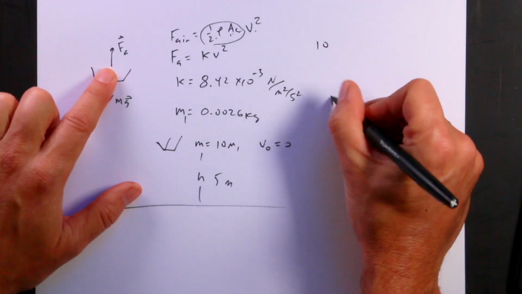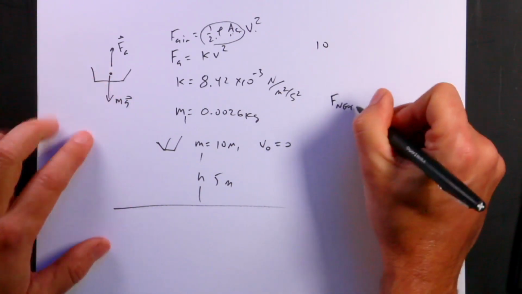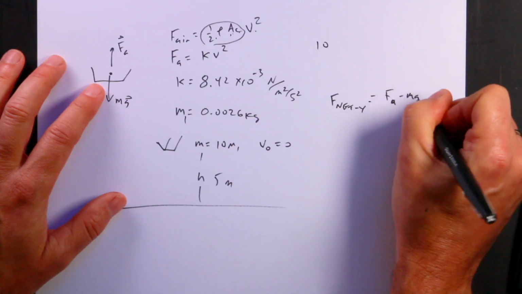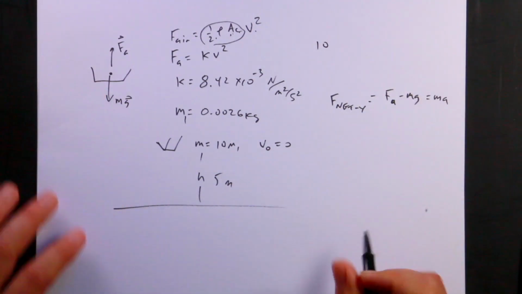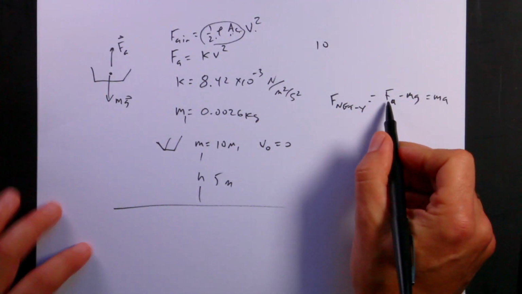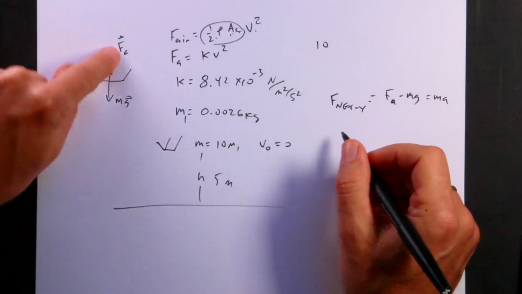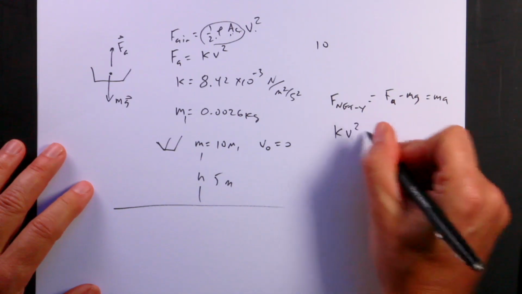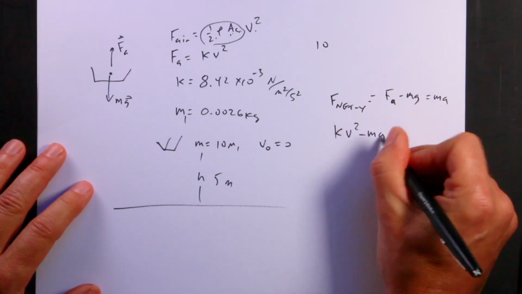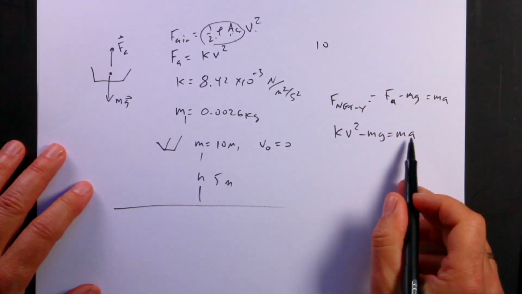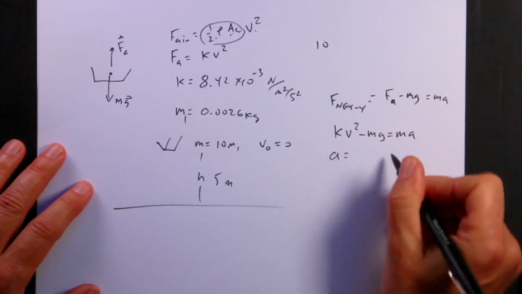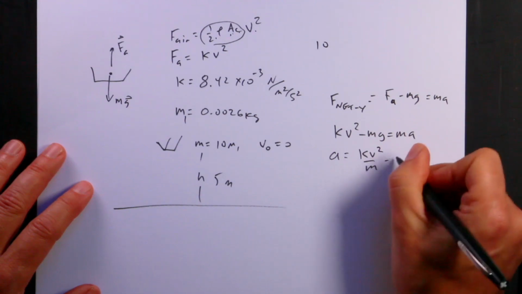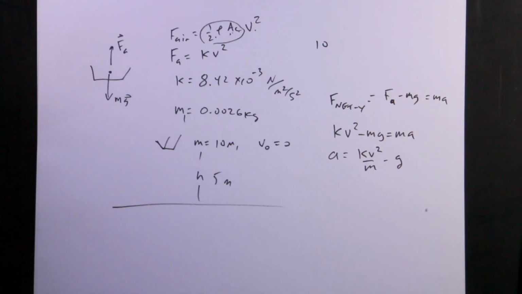I can say this. F net y is going to be F air minus mg equals ma. So let's put in my value for F air. And since it's falling down, this is always going to be up. So I can say K V squared minus mg equals ma. If I solve this for the acceleration, I get A equals K V squared over m minus g. So I know my acceleration.